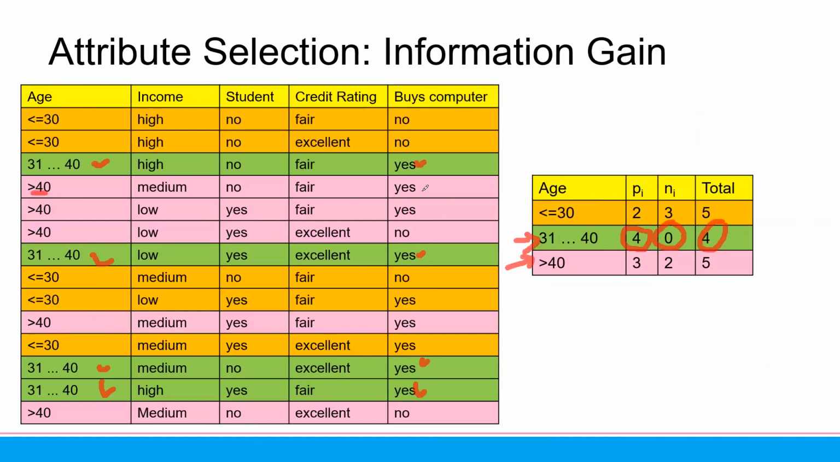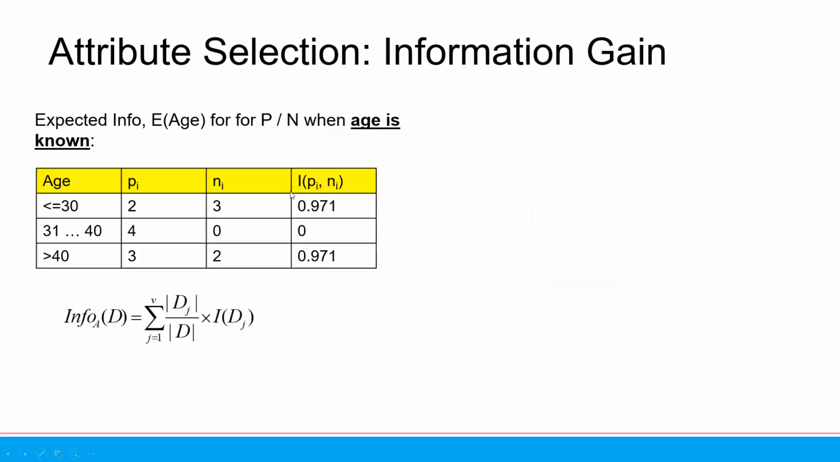What about after 40? Above 40, we have 1, 2, 3 yes. And we have 1, 2 no. So the total is 5. Okay. From this one, we can calculate the information gain.